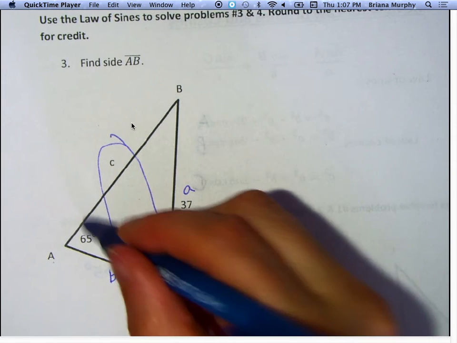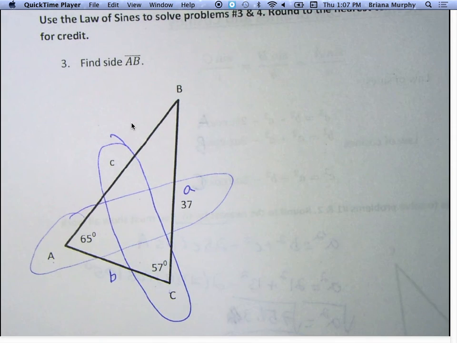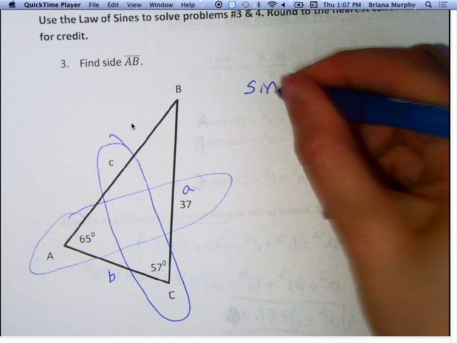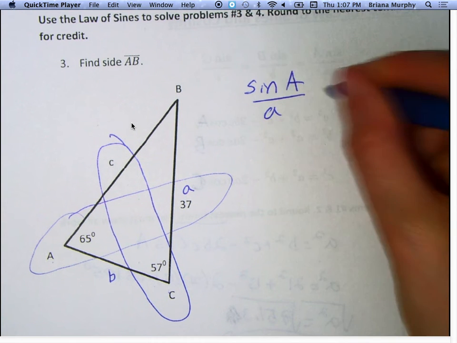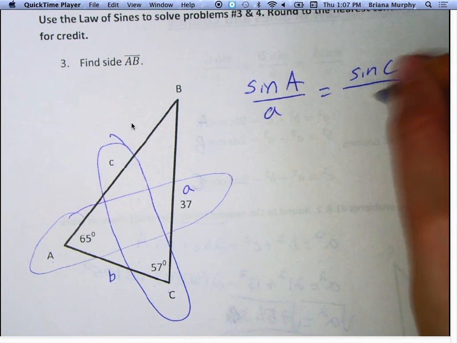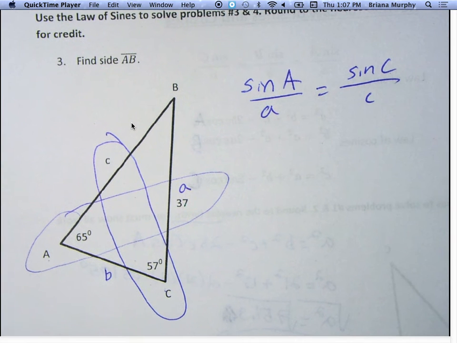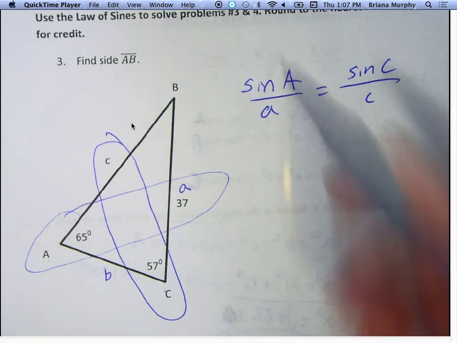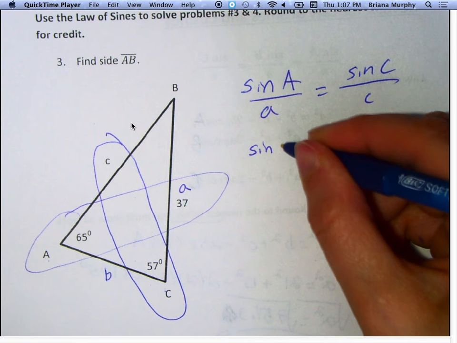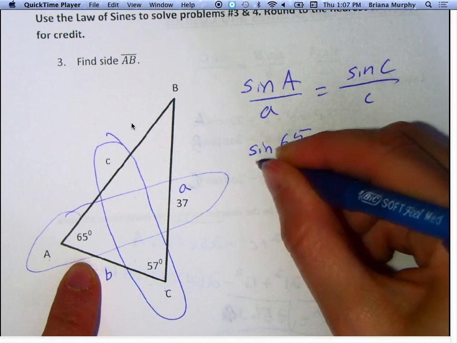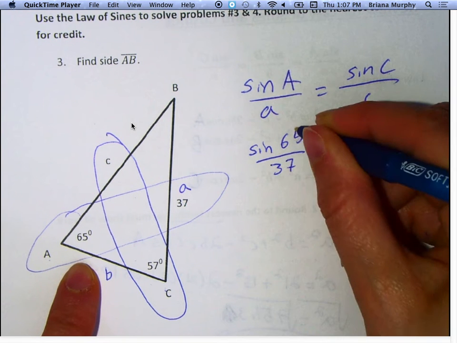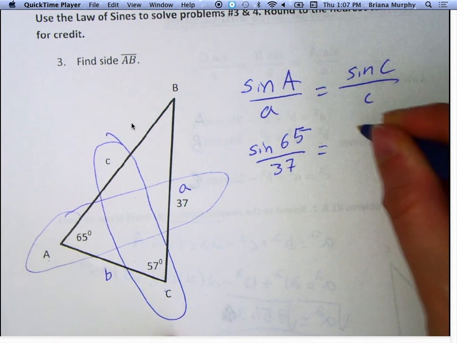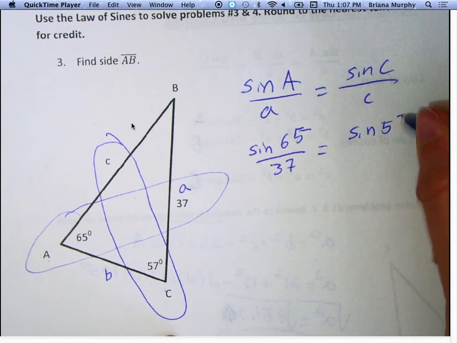So we're going to use A. Okay. So that's sine A over little a equals sine C over little c. You're never going to need all three. And then we're going to plug it in. Side angle 65 over 37 equals sine 57 over c.